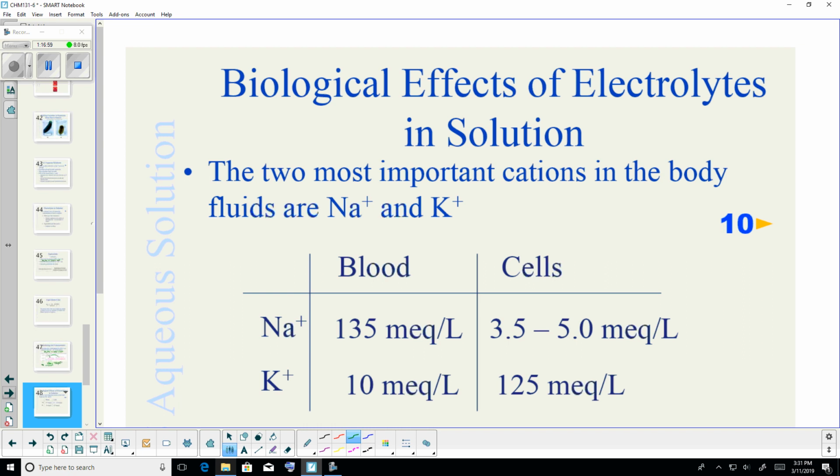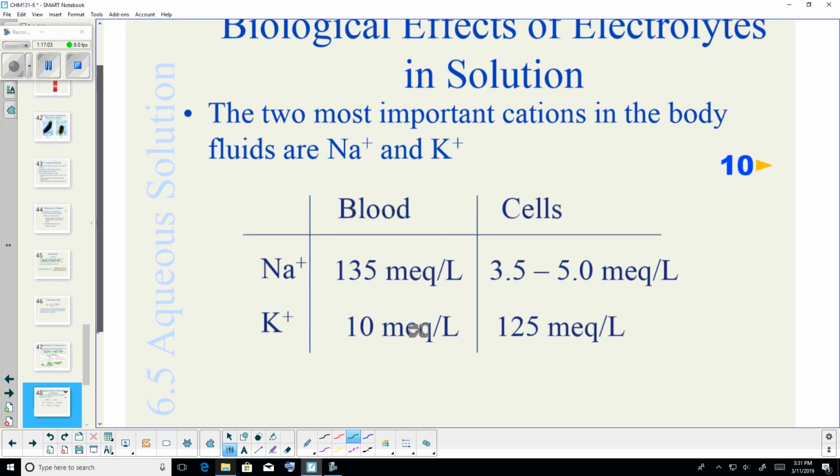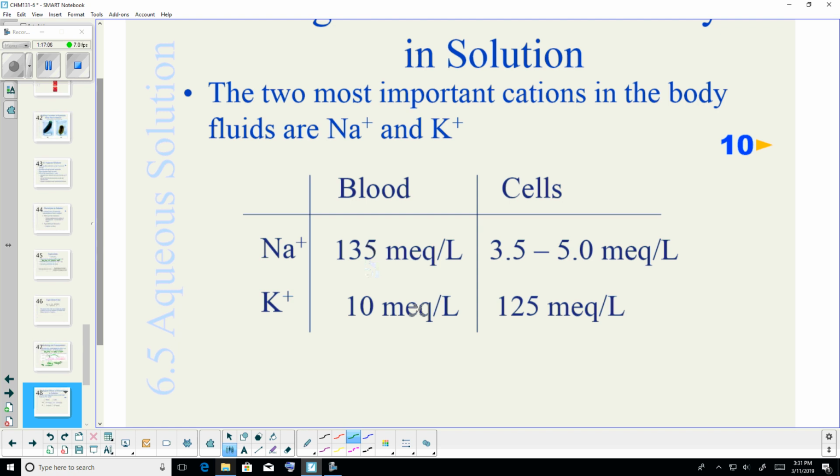The 2 most important cations in the body are sodium and potassium. In your blood, and we're talking about milliequivalents, so it's all divided by 1,000, sodium is 135. Inside your cells, 3.5 to 5. Potassium is just the opposite. 10 in the blood, 125 in the cells.